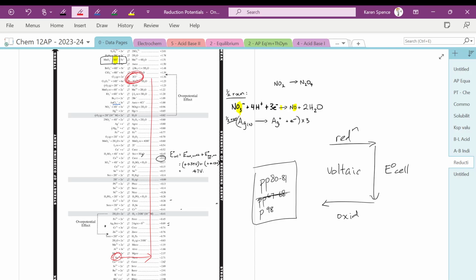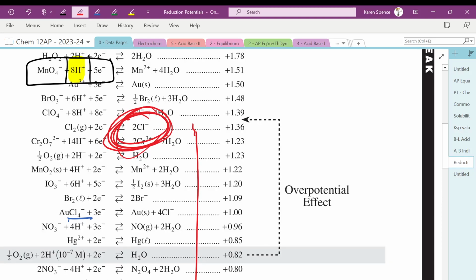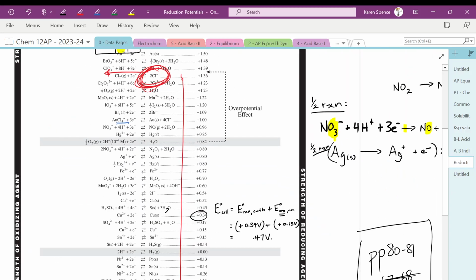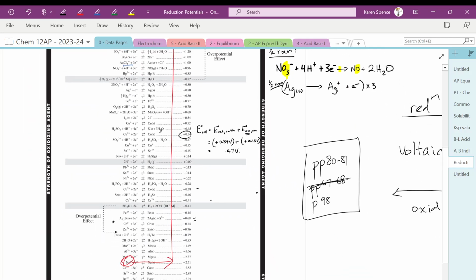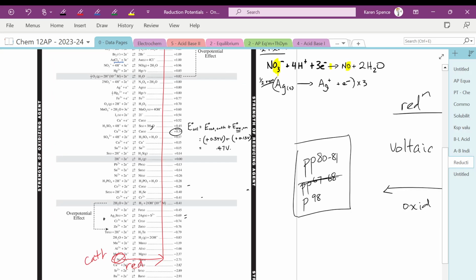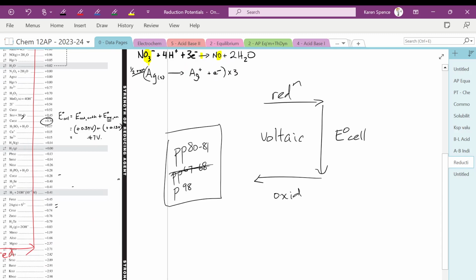And then you'll see that here is our reactant. Is this going to be the anode or the cathode reaction? It's going backwards. So that process is oxidation, and oxidation occurs at the anode. So we have reduction at the cathode. We have oxidation at the anode. And so a voltaic cell goes like that.